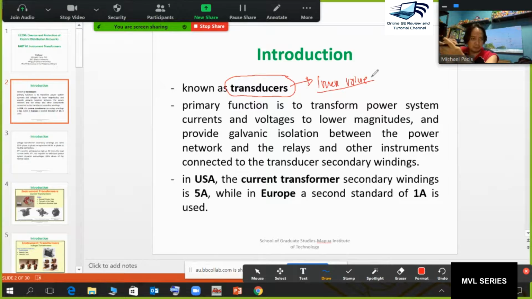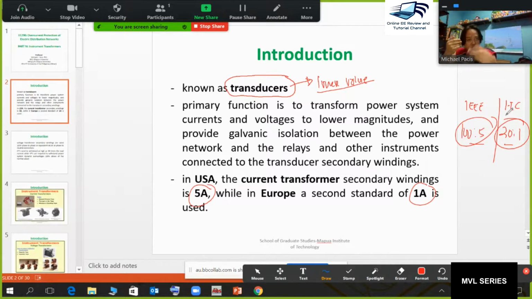In the US, for current transformers, which is our main focus, the secondary winding is 5 amperes. In Europe, the standard is 1 ampere. Please take note of this. Why? Because if you see a current transformer table, especially with multiple ratios, you can see 100 by 5 and sometimes 20 by 1. As you see, the ratio 100 by 5 and 20 by 1 is definitely 20, right? This is an IEEE standard and this is an IEC standard. They are the same. So it depends on what country you design your system in.